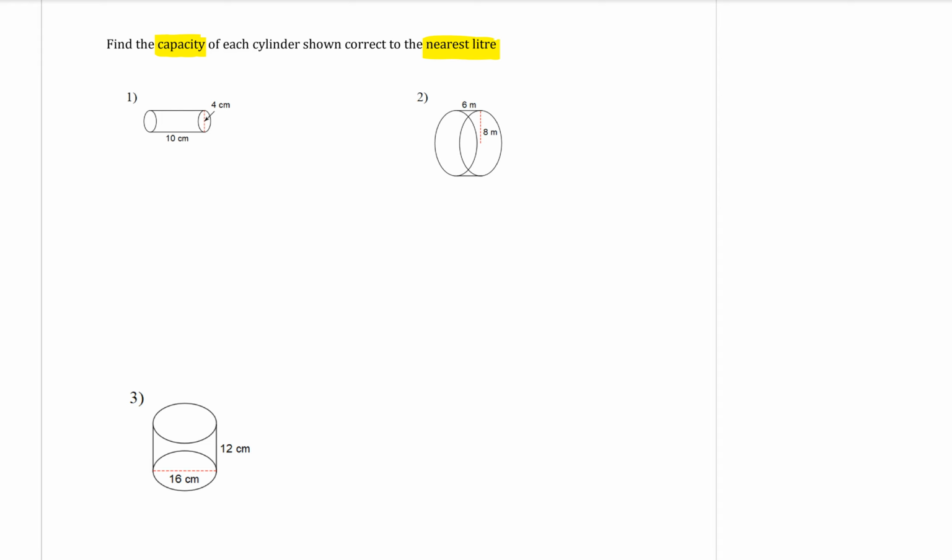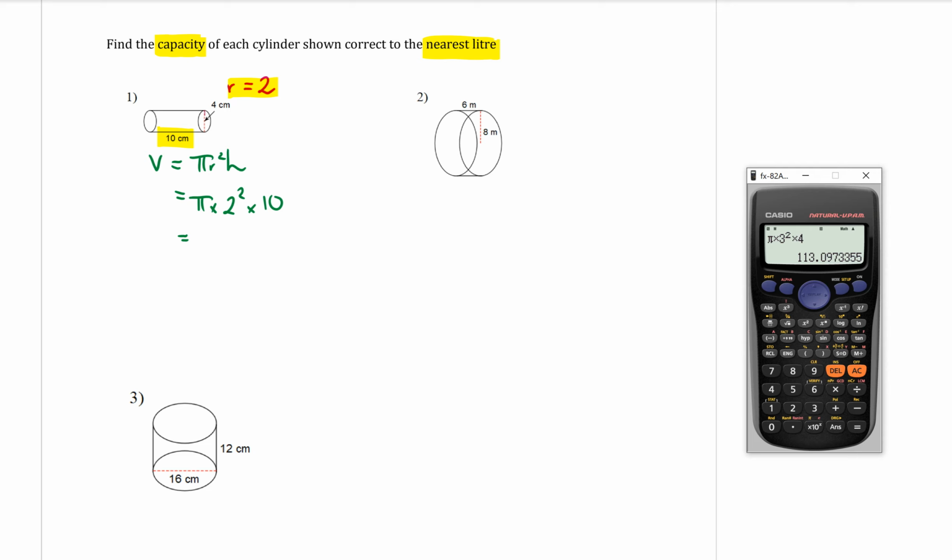Okay, so to find the volume first, we need to use our formula V equals pi r squared h. Look at your dimensions and make sure that you have a radius. This 4 is the whole way across, it's a diameter, so the radius would be half of that, which is 2. So radius is 2 and the height is 10. Subbing them in the formula: pi times the radius, 2 squared, times the height, which is 10. In the calculator, pi times 2 squared times 10.